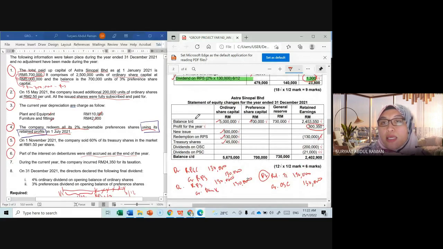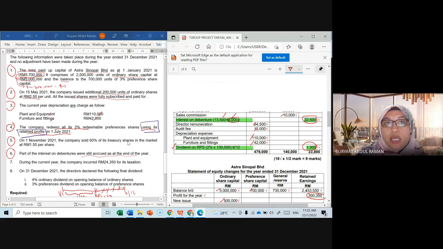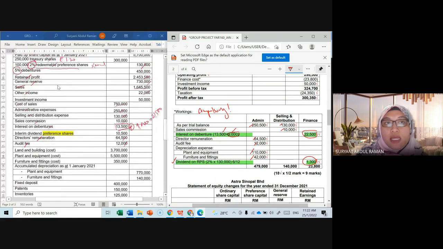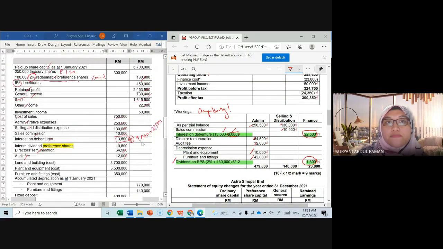So, yang preference shares tak ada apa-apa. Ordinary shares kita dah settle, you tambah, you get 5,675,000. Okay, preference share, no change. General reserve also no change. Okay. So, yang ini semua additional information ni kita dah cater. All this dah cater.